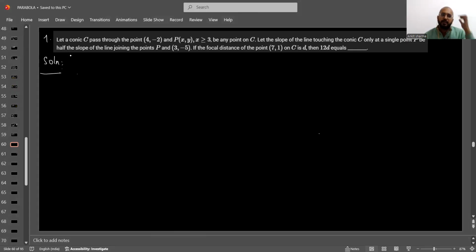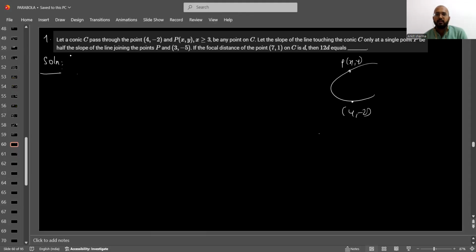So, here we are given: let a conic C pass through the point (4, -2) and P(x, y) be any point on C. Let the slope of the line touching the conic C only at a single point P be half the slope of the line joining the points P and this. That means basically there is some conic which we don't know what it is. Now let's pass through the point (4, -2). Okay. And you have point P here, (x, y), be any point on C.